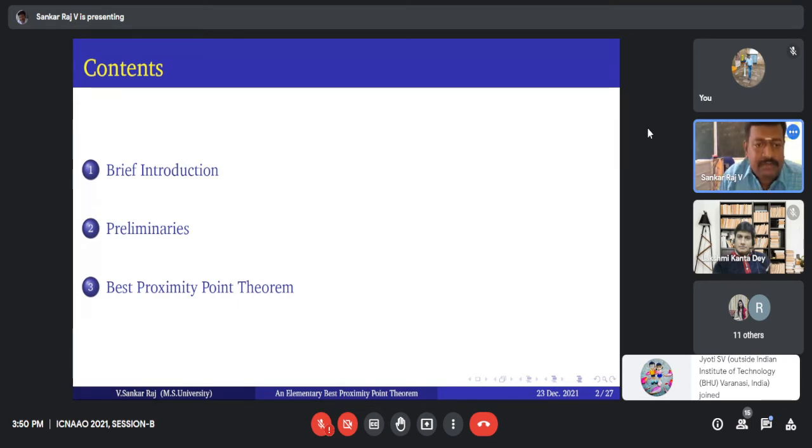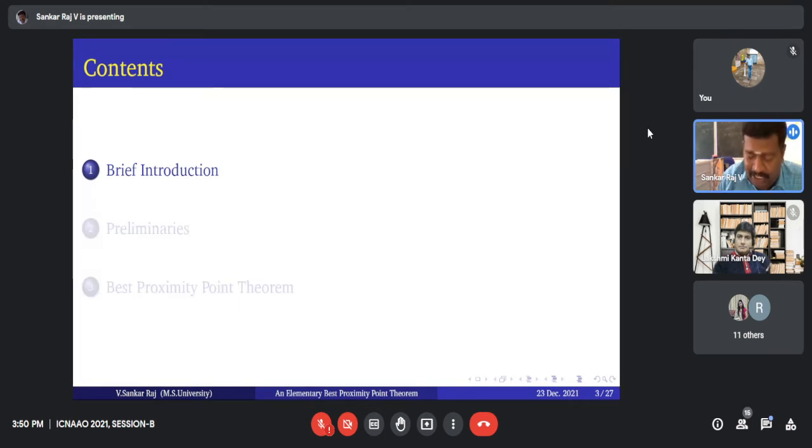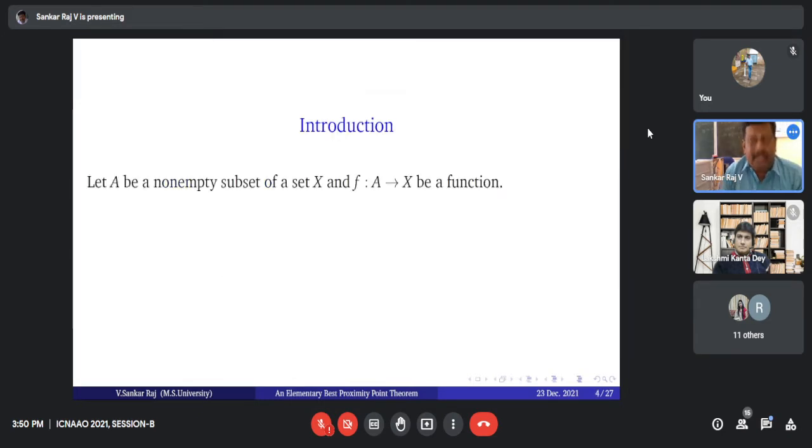So first, I'll define what we are going to discuss today. As usual, let A be a non-empty set and f a function from A to X, any function. A point x naught is said to be a fixed point if f of x naught equals x naught. If that is the case, then we say that x naught is a fixed point for the given function f.